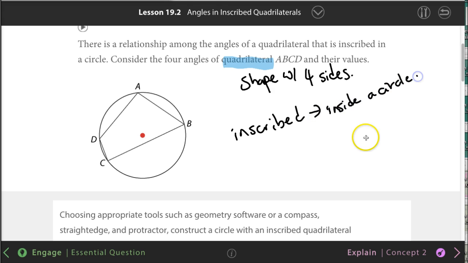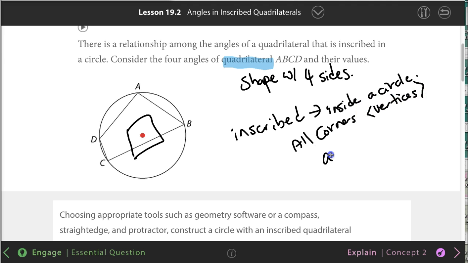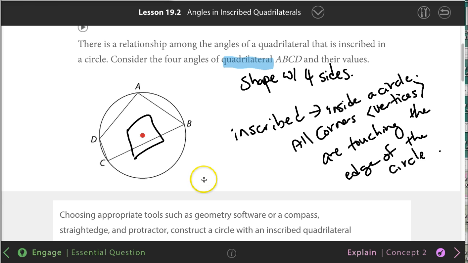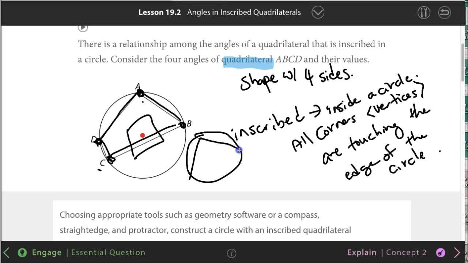And here's another important thing. It's inside a circle, but it's not like a four-sided shape just floating inside a circle. The four corners, all corners, or vertices, are touching the edge of the circle, okay? So that's a really important definition. When you say inscribed quadrilaterals, that means the shape is inside the circle, and look, all four vertices, 1, 2, 3, 4, are actually touching the circle, okay? So it could be any kind as long as it is touching the circle.